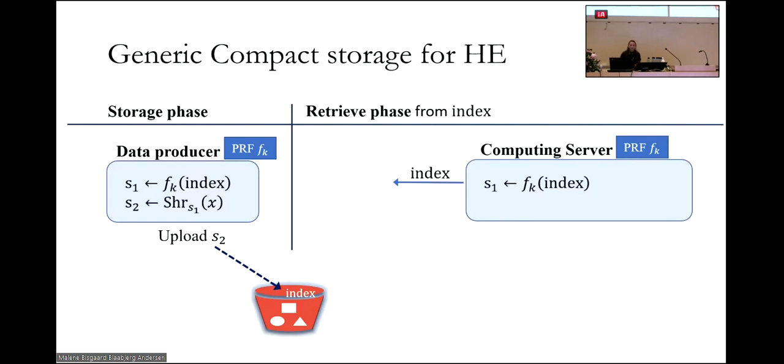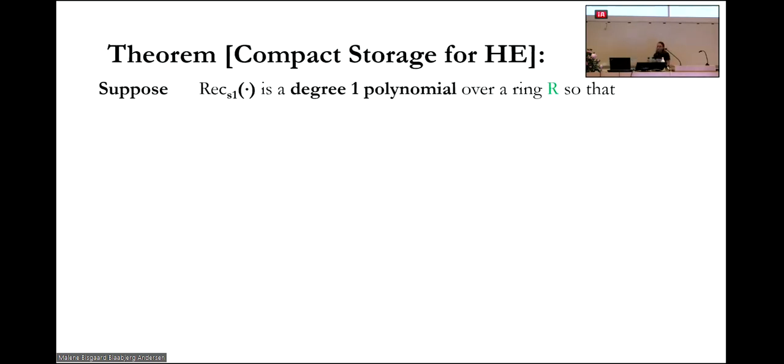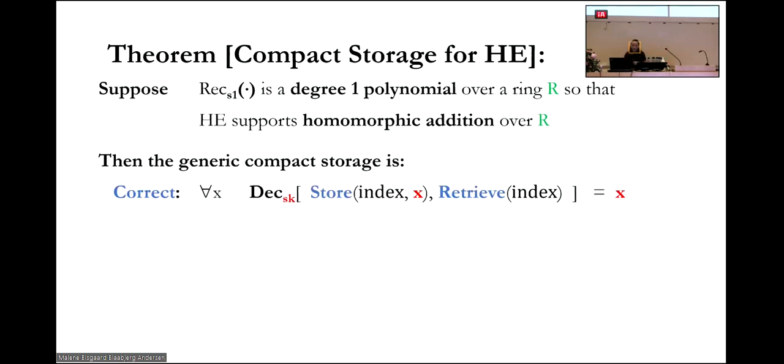So he will compute S1 and then send the index to the auxiliary service, which is going to fetch and print, as I said. And just the computing server is going to homomorphically reconstruct X and compute over the encrypted data. Very simple. So, as I said, in general, I need basically secret sharing that is compatible with the encryption scheme. So let's say I need an encryption scheme with homomorphic addition over some ring, and the secret sharing needs to be compatible.